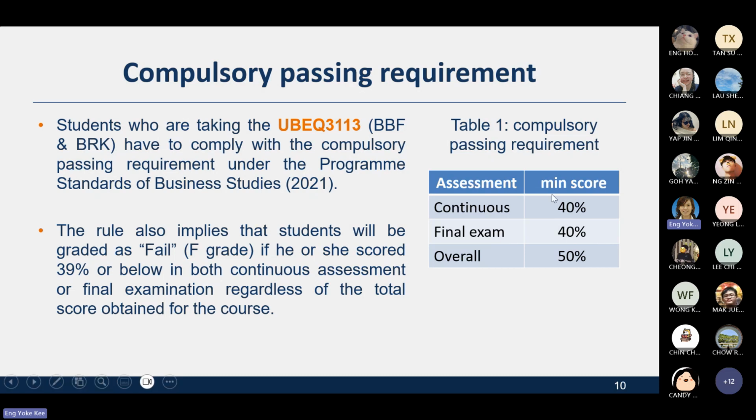So if you score 100 here, but your final exam you score 39, also no use, because the requirement here is that there are 3 requirements. Continuous assessment 40, final exam 40, and overall together must be 50, otherwise you will get F. So these are the things that BBF students need to take note of.